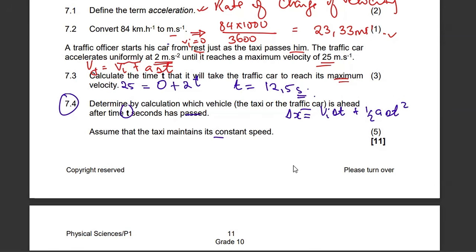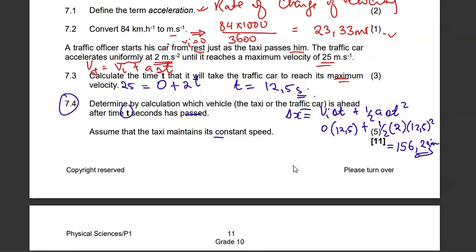So our V initial for the traffic cop's car is 0. That's a half, the acceleration, we can use 2, into 12.5 squared. Okay, when I simplify this, I end up with 156.25 meters. So this is the distance that needs to be traveled.